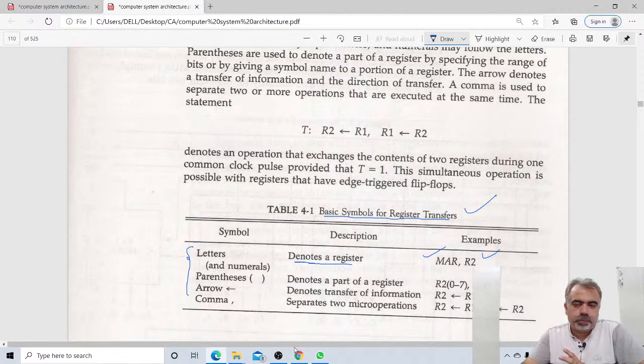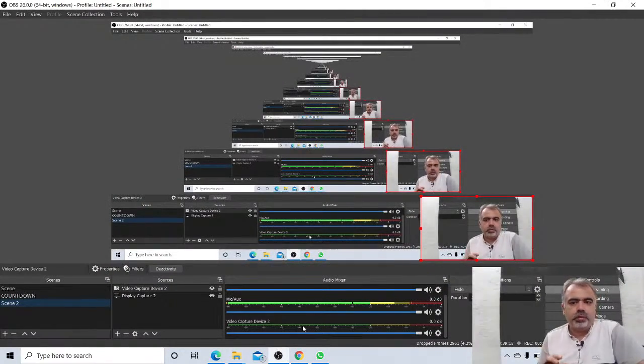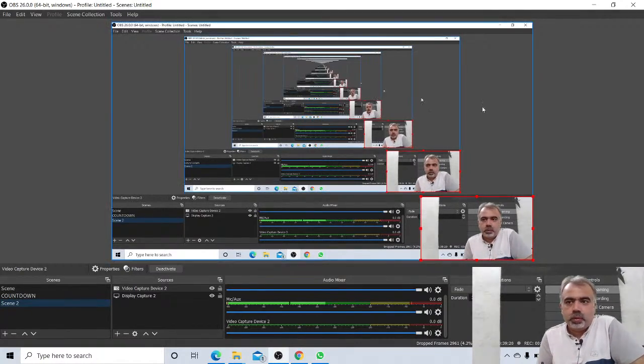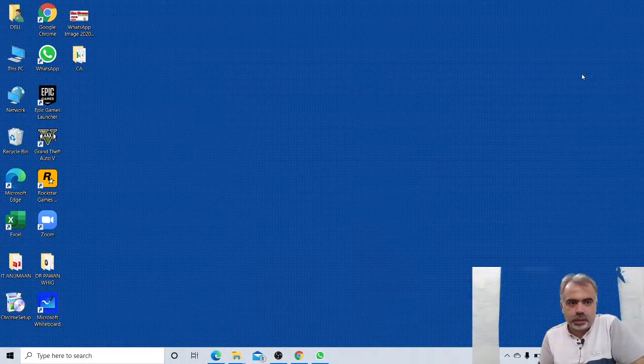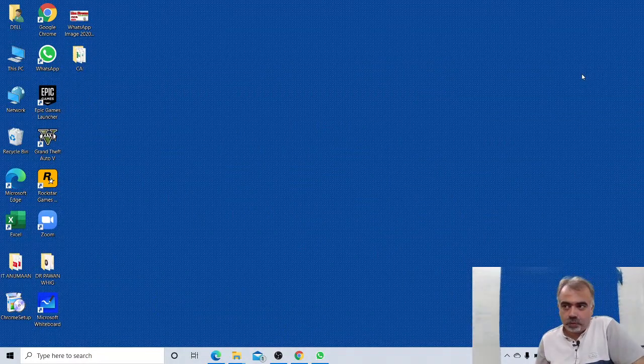Let me quickly recap what we covered today. We covered RTL, register transfer language. We covered micro-operations. We covered how register notations can be represented and what the different kinds of registers are. We covered all these concepts today, and we will meet tomorrow at the same time, 10 o'clock, and cover the whole chapter.